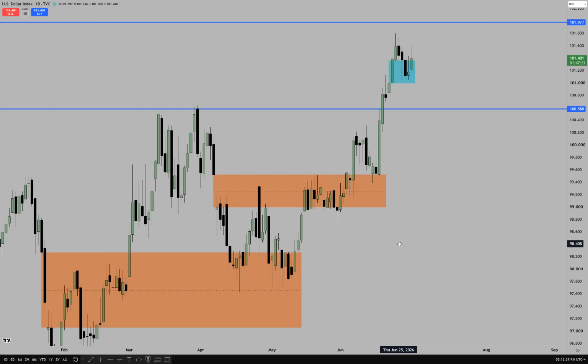I don't have any bias that's strong right now. I'm just looking to see if it can get up there. I don't care if it does. I'm not vested in it. Okay. The euro dollar.